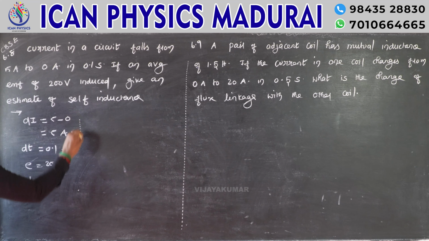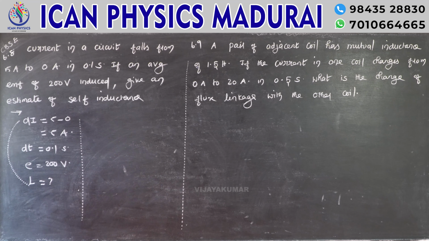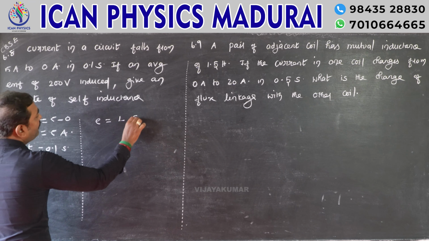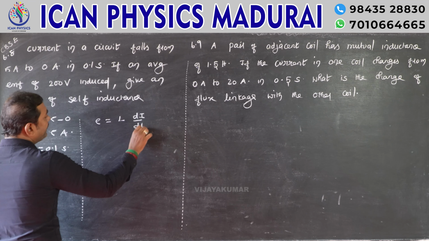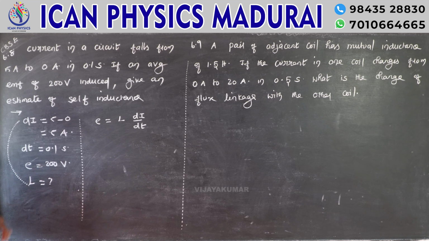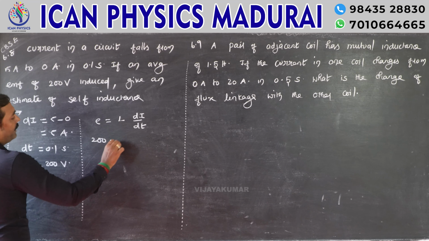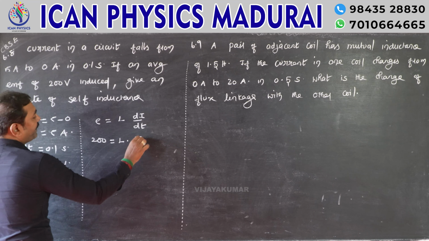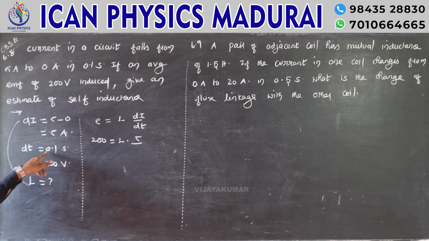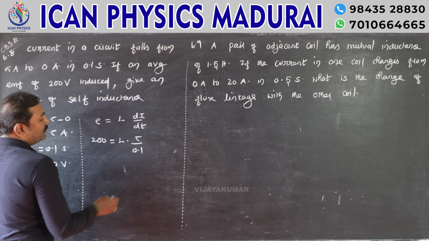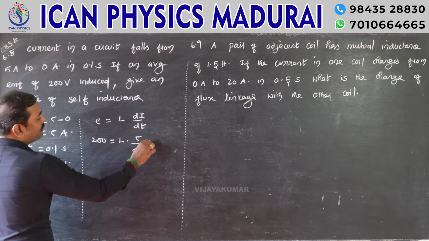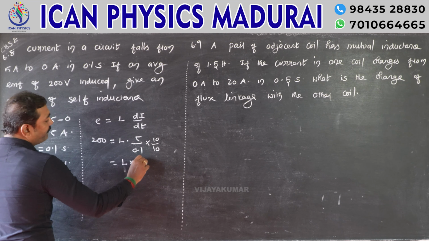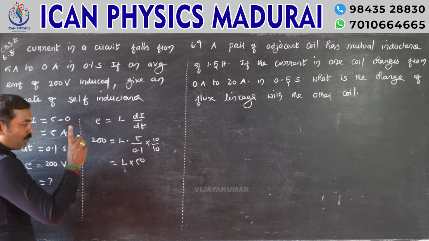So, what is the formula to relate? E, L, dt. So, E equal to L di by dt. What is E? E is 200. Equal to L into di. So, what is the change in current? That is 5, divided by time taken, that is 0.1. So, in the denominator, we are having 1 decimal point, so we multiply and divide by 10. So, L into 50, 0.1 into 10 is 1.